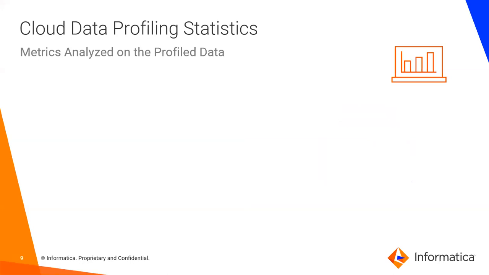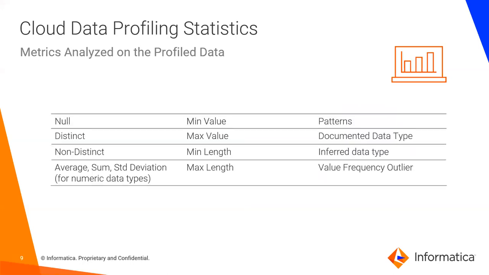Now let's see the metrics that are available after we run the data profiling task. So you will be able to see the null, distinct and non-distinct values. It will be available not just in the form of percentage values, but also the number of records that contain null, distinct and non-distinct values.